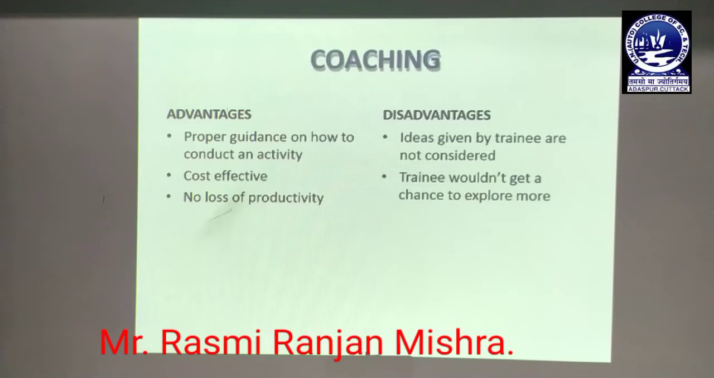Next one is no loss of productivity. Productivity is increased while providing training through the coaching method. But certain demerits are there. First one is ideas given by the trainee are not considered. The idea the trainee gives will not be considered by the trainer. The second one is the trainee would not get a chance to explore more. So in every case, the trainee will be deprived of all the chances. He is not getting a chance to explore more.